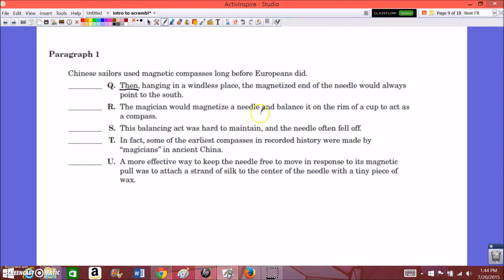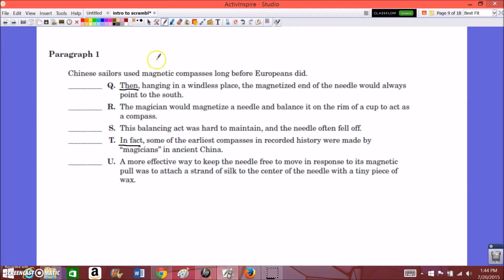The magician would magnetize a needle and balance it on the rim of a cup to act as a compass. This balancing act was hard to maintain, and the needle often fell off. In fact, some of the earliest compasses in recorded history were made by magicians in ancient China. A more effective way to keep the needle free to move in response to its magnetic pull was to attach a strand of silk to the center of the needle with a tiny piece of wax.